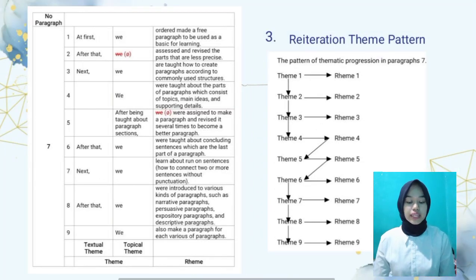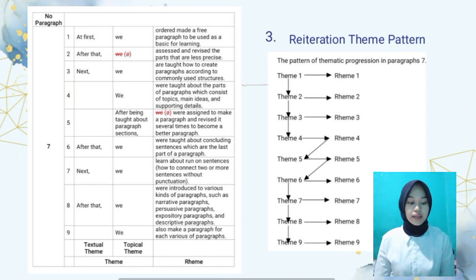Third, a representative example of the reiteration theme pattern. The reiteration theme pattern is when the first theme in one sentence is taken and repeated at the beginning of the next sentence. From paragraph 7, in the table, we can see that the paragraph contains 9 sentences.